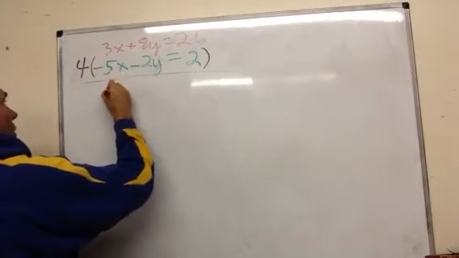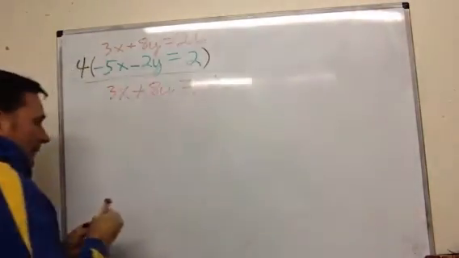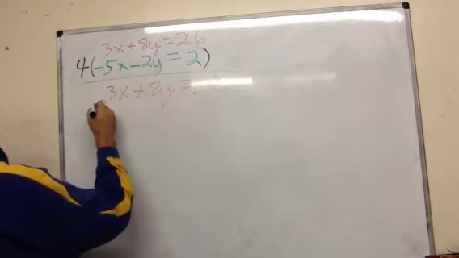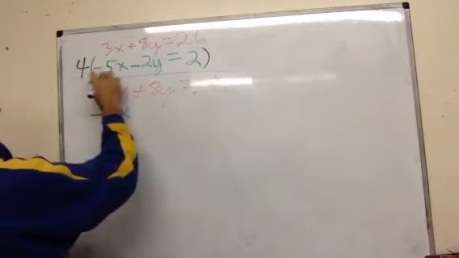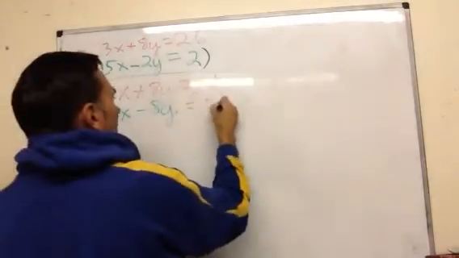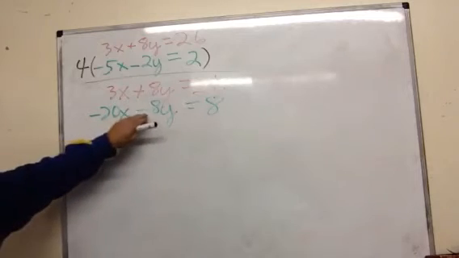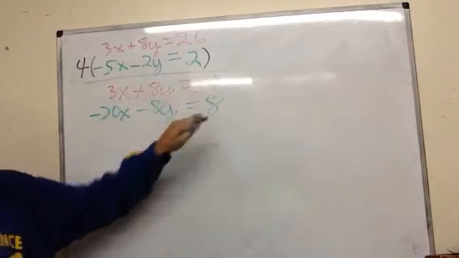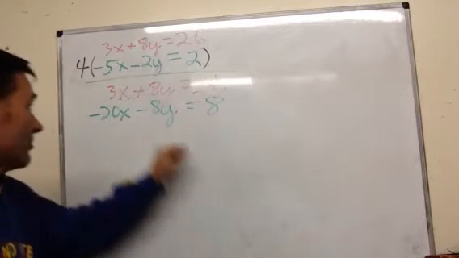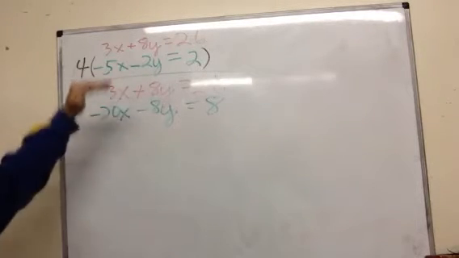I still have 3x plus 8y equals 26. My new equation, though, is 4 times negative 5 is negative 20x. 4 times negative 2y is minus 8y. And 4 times 2 equals 8. There's my new equations. This is the exact same thing, except I multiplied everything by 4. Now, I do have opposites. Positive 8y, negative 8y. I can now add down.